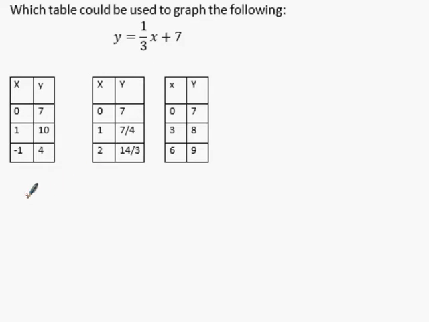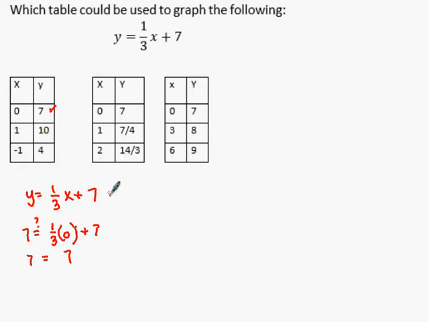Let's take our equation, y equals 1/3 x plus 7. And let's plug in a 0 for x and a 7 for y and see if it's true. Okay, so I've replaced the x with a 0 and the y with a 7. And I'm wondering, is that true? Well, 1/3 times 0 is 0, plus 7 gives me 7, equaling 7. So far, that ordered pair checks out.